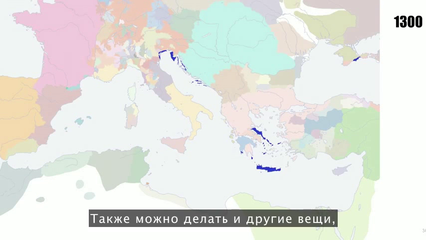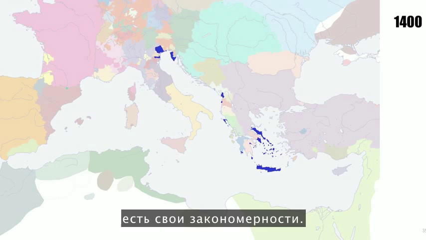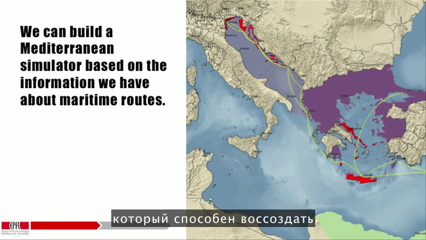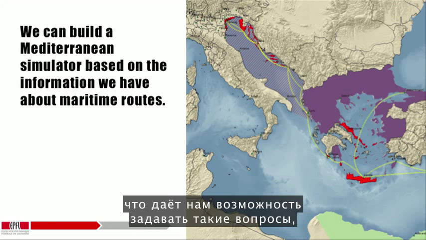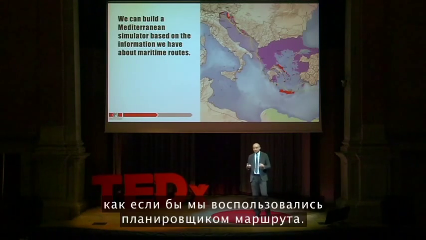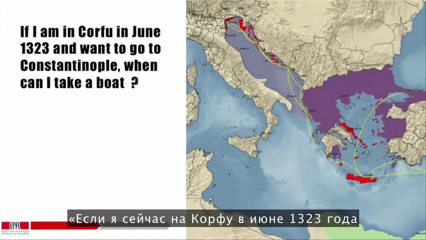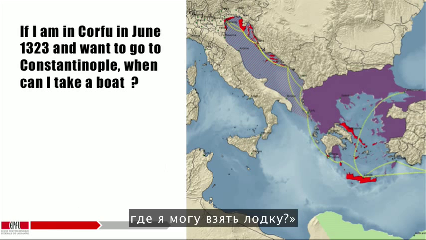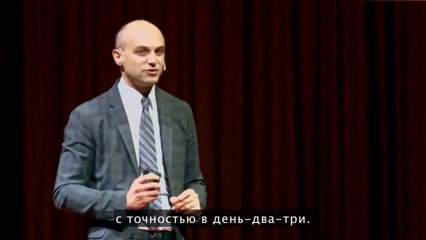But you can even do other things, because in these maritime routes, there are regular patterns. You can go one step beyond and actually create a simulation system, a Mediterranean simulator, which is capable of reconstructing even the information we're missing, and which would enable questions you can ask like if you were using a route planner. If I am in Corfu in June 1323 and want to go to Constantinople, where can I take a boat? Probably we can answer this question with 1 or 2 or 3 days precision.